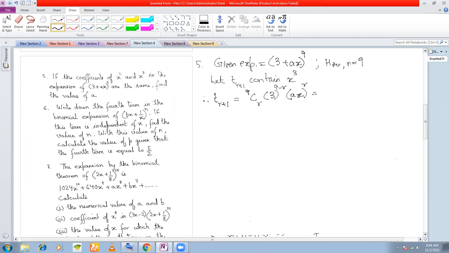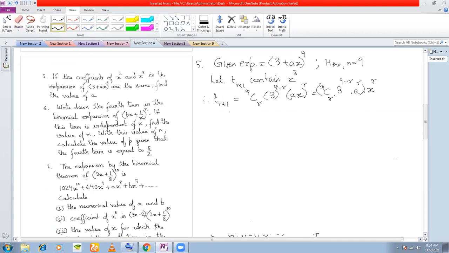So you can write this as, if you separate now your x, you have 9Cr into 3 to the power of 9 minus r into a to the power of r into x to the power of r. So this entire thing is called the coefficient of x to the power of r, right? This is called the coefficient of x to the power of r within brackets, right?